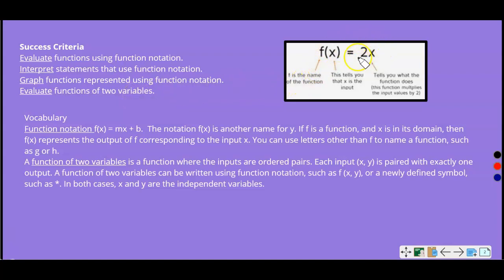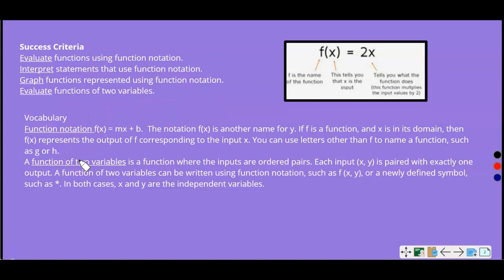All right, so often you will see function notation written like this. f of x is just another way to write y. When you see f of x, that means they're using function notation. So f is the name of the function. This tells you that x is the input value, so you're inputting x into some function. And this tells you what the function does. This function multiplies the input value by 2. So this is just an example of how function notation is written.